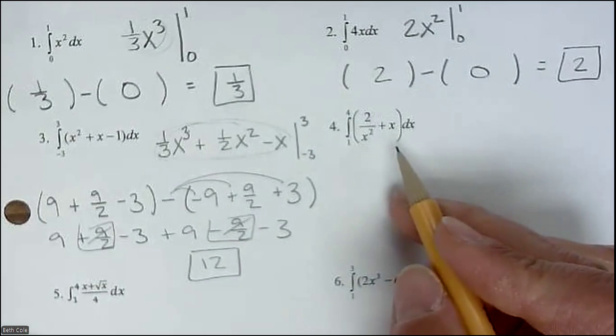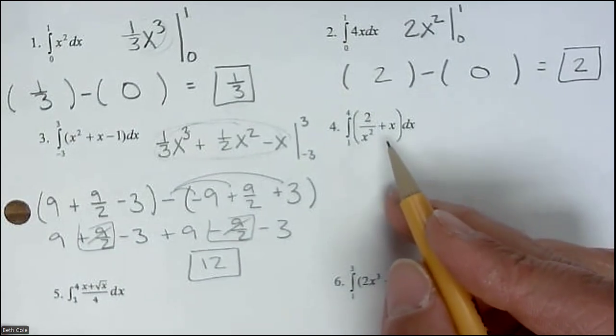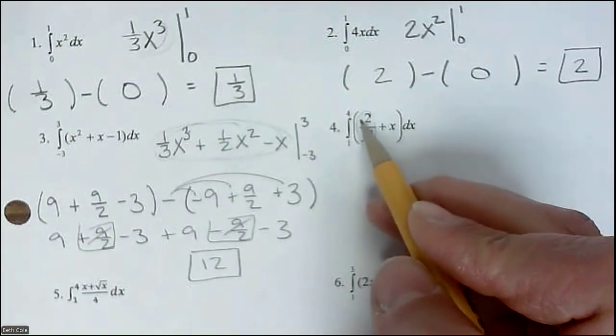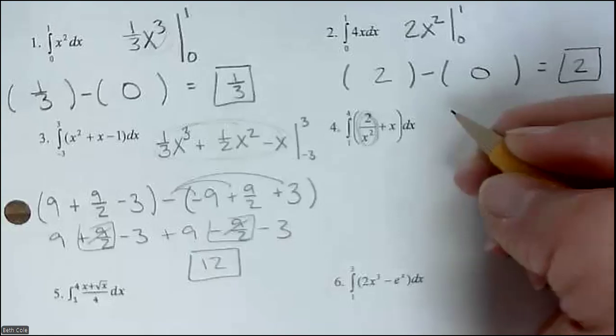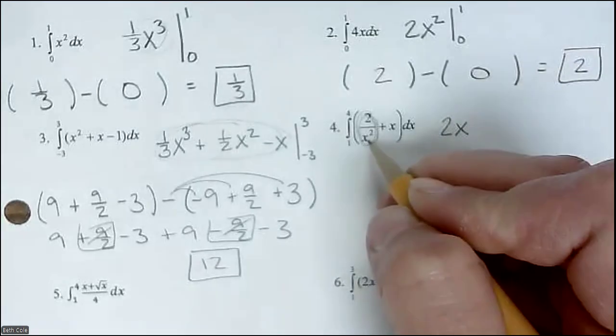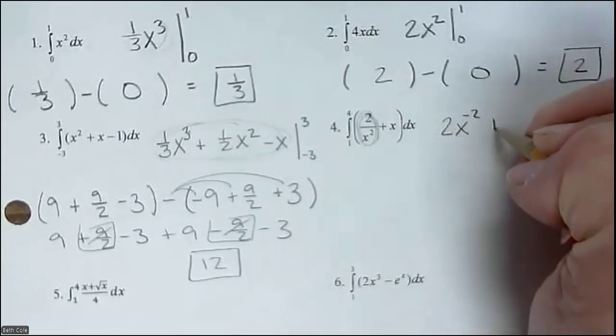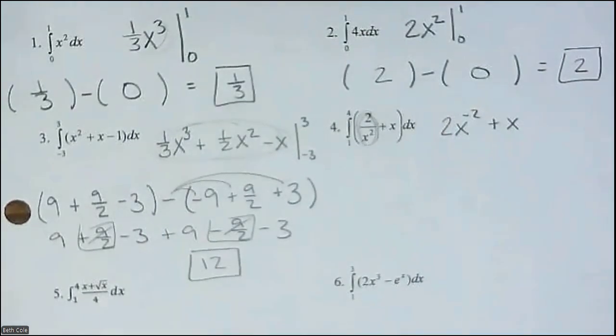This one I'm going to rewrite before we actually do the problem. How can you rewrite this term? It would be 2x to the what? Negative 2. Good. Plus x. That's just kind of a margin problem, just off to the side. That's like me writing my thoughts.